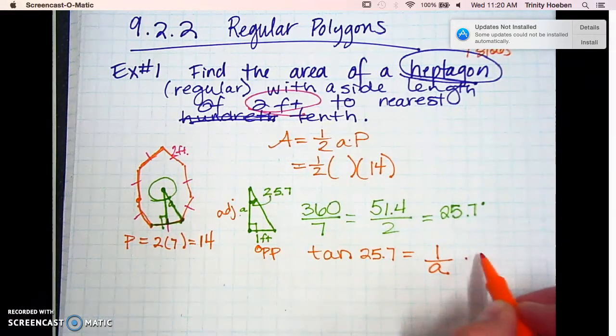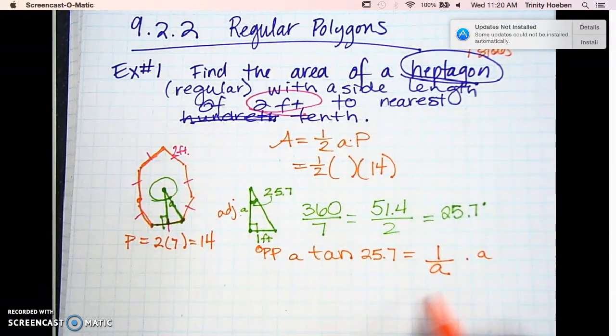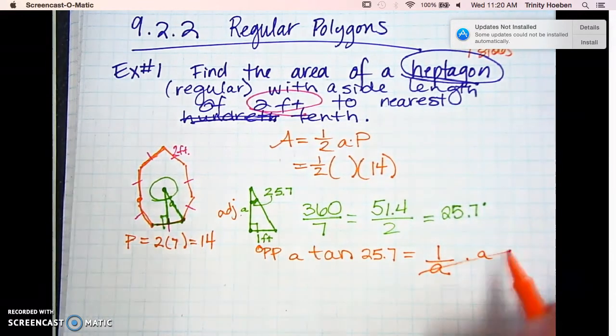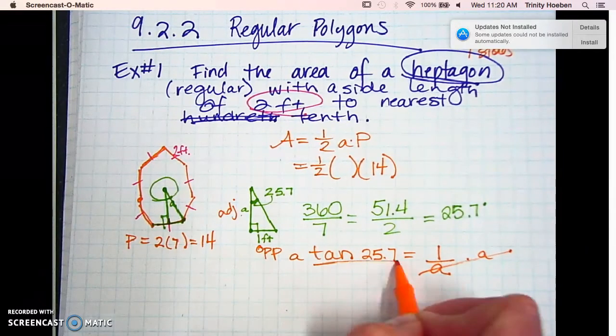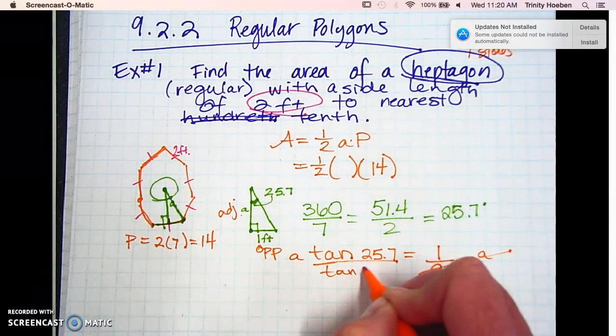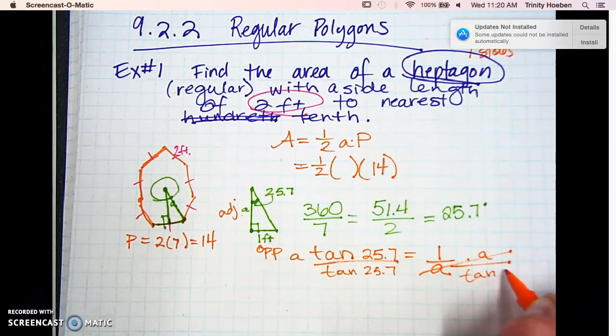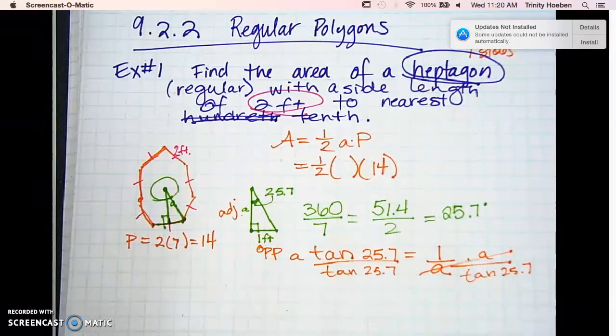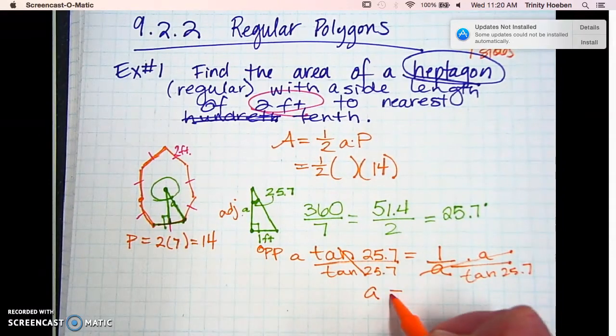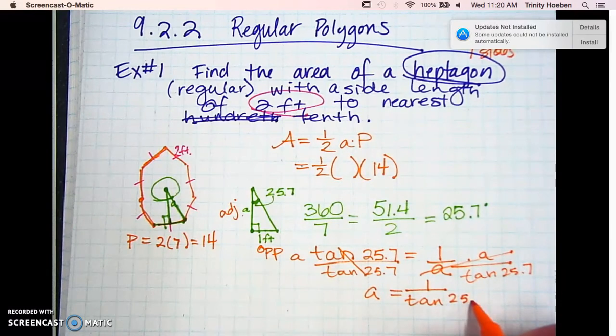So we're going to multiply both sides by A to get that out of the denominator there. They cancel over here. And then we're going to divide both sides by the tangent of 25.7. And they cancel over here, so we have A is equal to 1 over the tangent of 25.7.